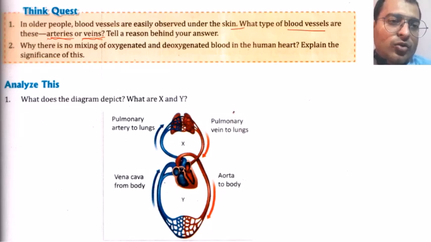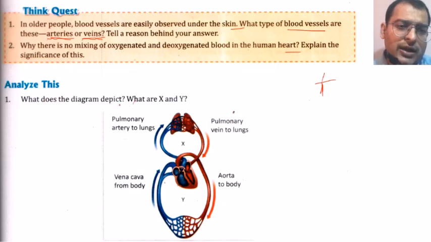Why is there no mixing of the oxygenated and deoxygenated blood in the human heart? Okay, there is no mixing because the left and right ventricles are separated by the interventricular septum. The atria are also separated by the interatrial septum. They are completely separated, the ventricles and the atria.